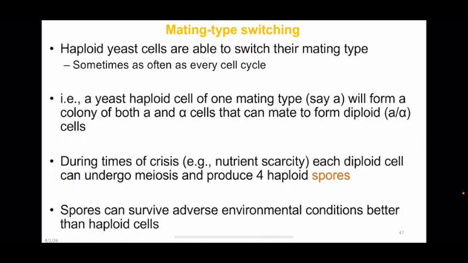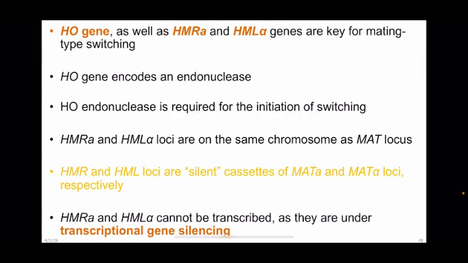So now we've been able to determine how a particular cell is given a gender or a cell type, be it A or alpha. But before we started, we said that the yeast are capable of switching their cell types. So how do they switch their cell types? There are some genes responsible for this. These are the three main genes involved in mating type switching: the HO gene, HMRA, and HML alpha.